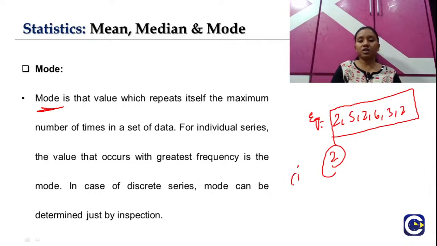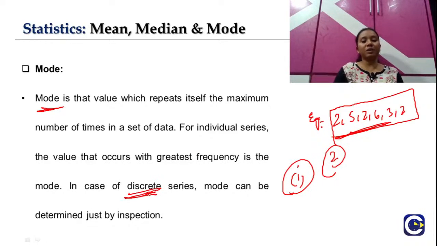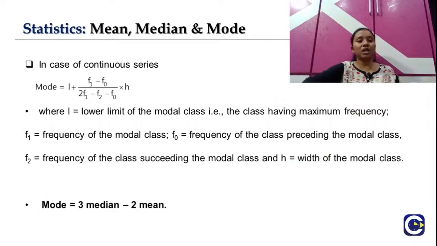So for an individual series, you just have to find the frequency of each value and check for which value the frequency is highest. The corresponding value will be the mode of the data. In a similar way for discrete, the frequency is already mentioned in the question. So by just inspecting the given information, we can determine the mode of the data. But that's not the case when it comes to the continuous series.